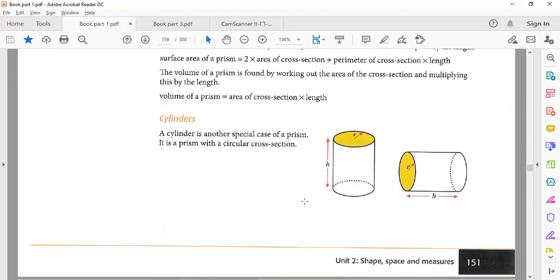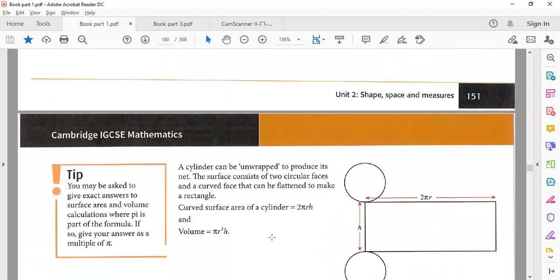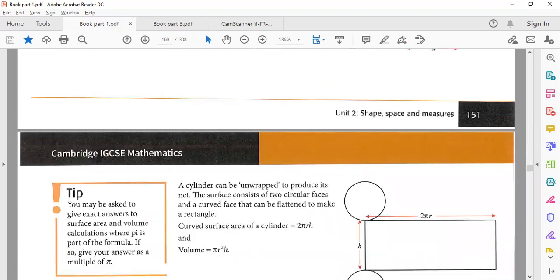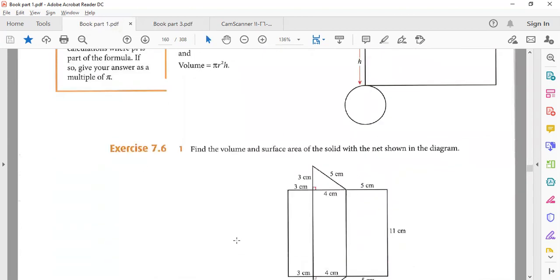Let's talk about a cylinder. A cylinder has a specific radius and a specific height. First, the curved surface area of a cylinder is 2 pi r h. 2 pi r is the formula of circumference, as you know, multiplied by h, the height. And the volume is pi r square h, because we know the area is pi r square, multiplied by h. With the help of this, you can find all these questions.